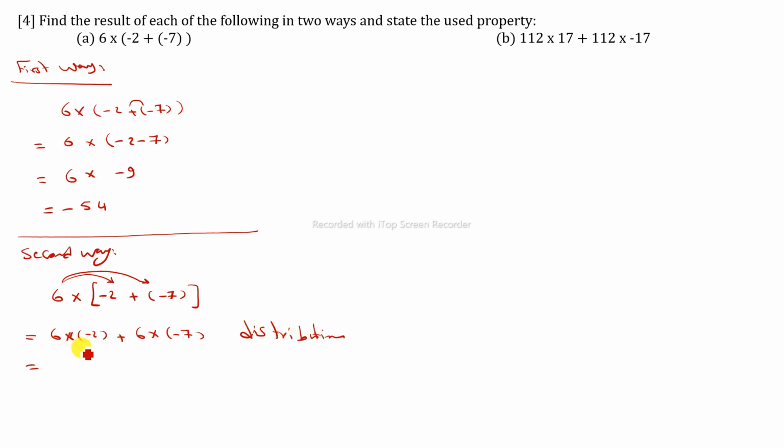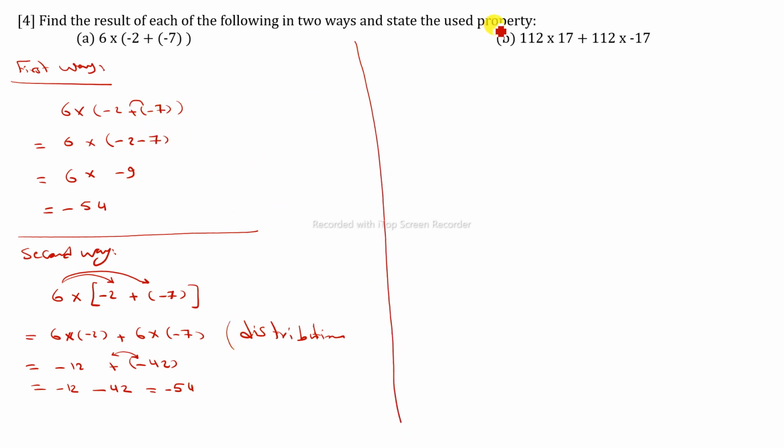بعدين نحسب 6 times negative 2 negative 12 plus 6 times negative 7 يدينا negative 42. Positive times negative is negative. Negative 12 minus 42 is equal to negative 54. يبقى عندنا distribution property، وده حل السؤال الأول.